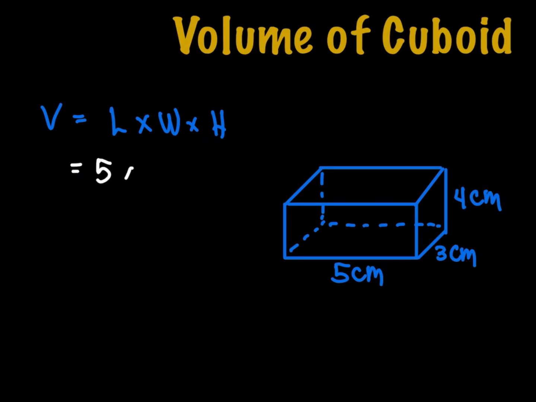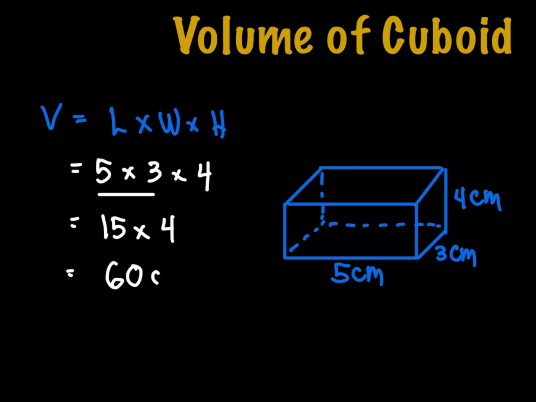And the width is 3 cm. And the height of 4 cm. Then we multiply first 5 times 3, which is 15. Then times 4. And after that, simplify 15 times 4. That is 60 cm cubed.